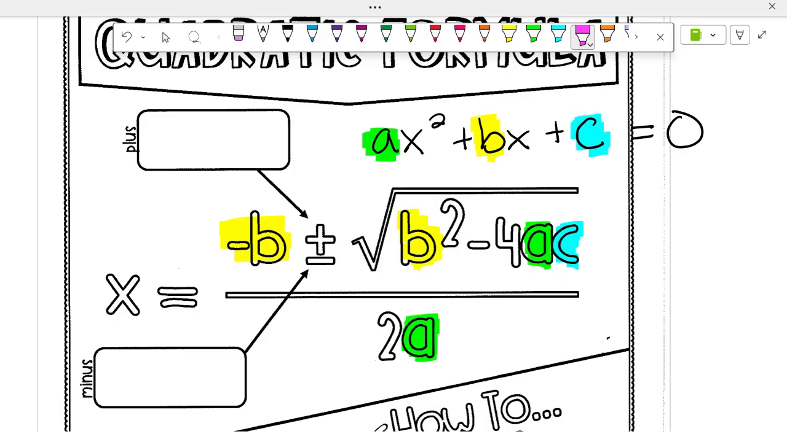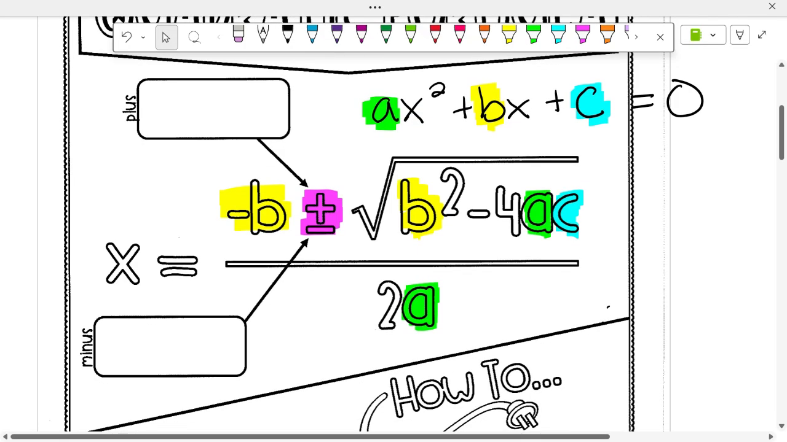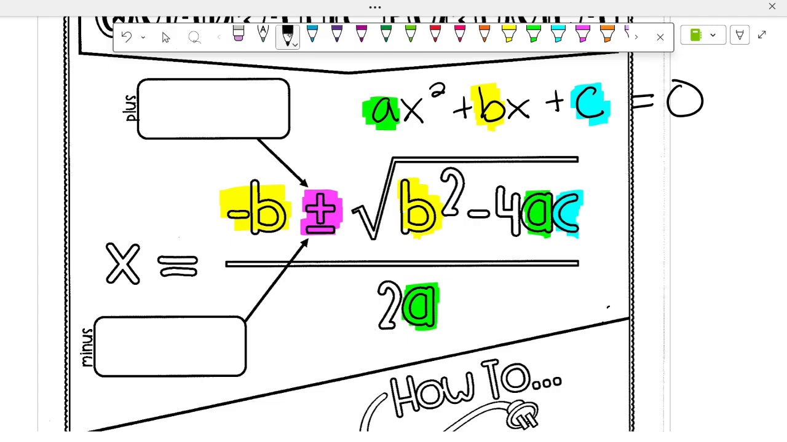I don't care. Now, does anyone know what plus minus means? Plus or minus. So in other words, that's how you get two solutions out of the quadratic formula. You would add for one of them, subtract for the other. So the plus gives you the first solution. The minus gives you the second solution.